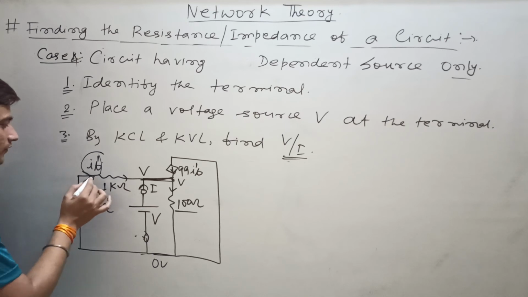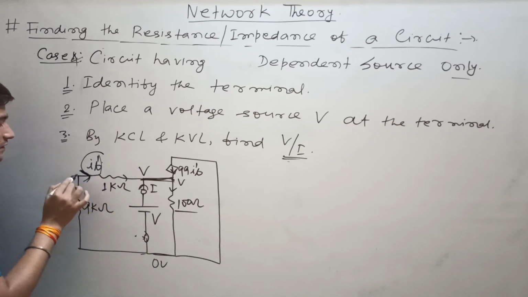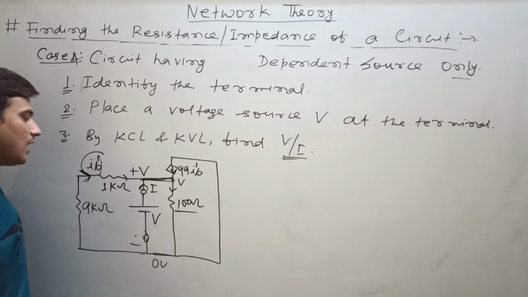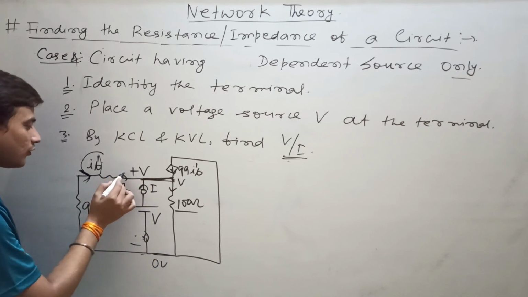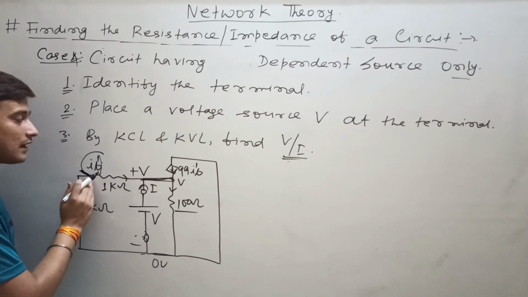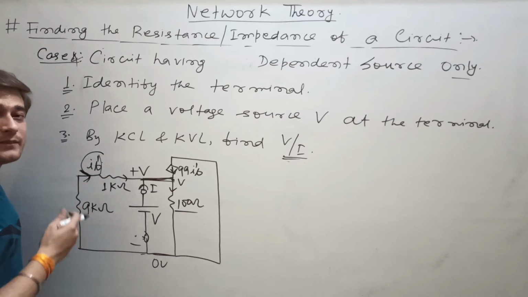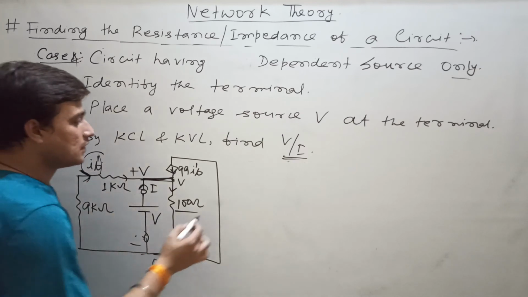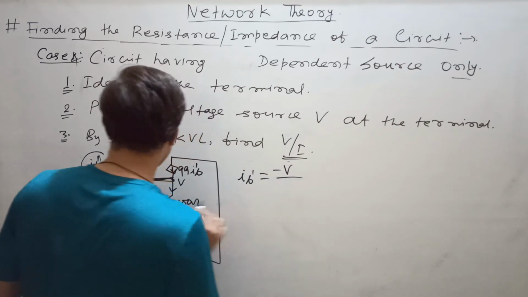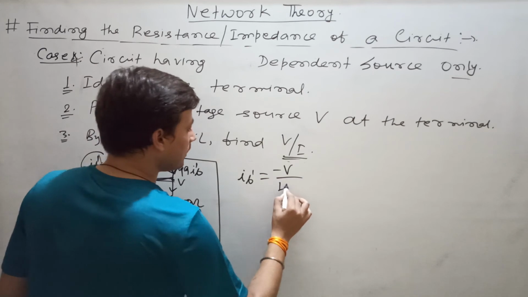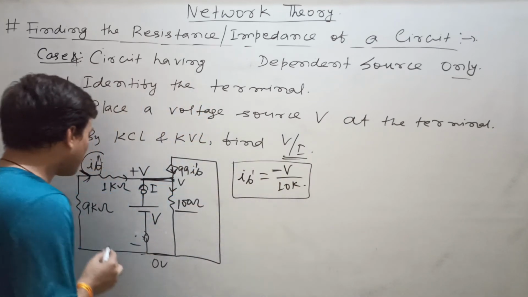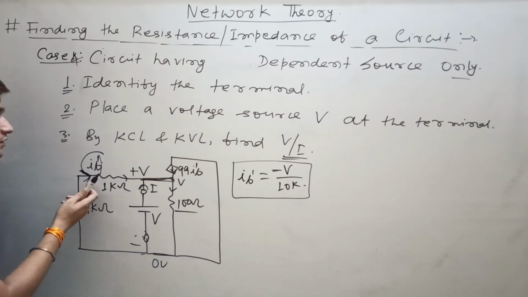Here you see, the direction of IB dash is from left to right, and the potential here is plus, here it is minus. That means the current should flow from right to left, but here the current has been shown from left to right. So IB dash will come negative. IB dash will be equal to minus V divided by 1K plus 9K, that is 10K. You have to take care of this negative sign, because the direction of current is opposite here.